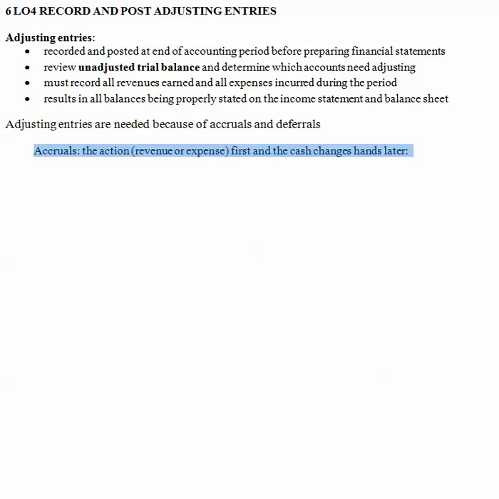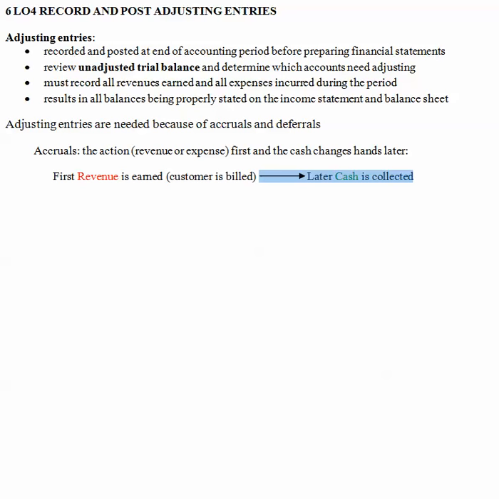Accruals, the idea behind it is that the action comes first. You either earn a revenue or you incur an expense, and then later the cash changes hands. So the two examples of that would be, okay, you earn revenue first and you bill your customer, then later you'll collect the cash. On your balance sheet you'll show accounts receivable, and that explains why these are different. It's because in the meantime, when you record this revenue that's been earned and hasn't yet been collected, you'll debit accounts receivable and credit revenue.